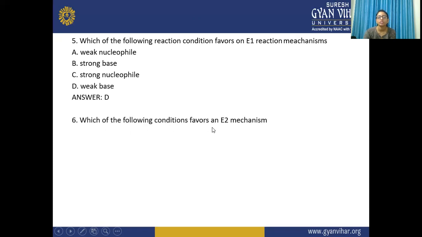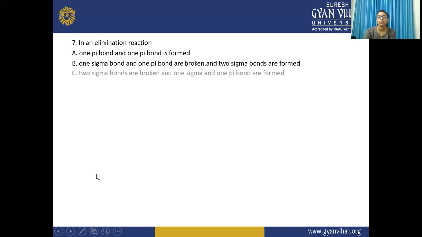Six, which of the following conditions favors an E2 mechanism? First is your weak nucleophile, second is your strong nucleophile, third is your weak base, and D is your strong base. So E2 mechanism favors strong base. Now the seventh question, in an elimination reaction, one pi bond and one pi bond is formed, one sigma bond and one sigma pi bond are broken, and two sigma bonds are formed, two sigma bonds are broken, and one sigma bond and one pi bond are formed. Two pi bonds are broken and one sigma bond is formed. So here two sigma bonds are broken and one sigma and one pi bond are formed.